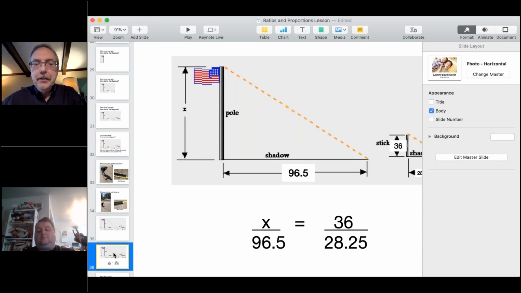And this should look very familiar now because we've seen it on a bunch of different problems. So we know that the ratio of this to this, see how that's a triangle, this vertical side of the triangle, and this horizontal side of the triangle, so that's x to 96.5. That's going to be the same as the vertical side of this triangle to the horizontal side of that triangle. So that's 36 to 28.25. So there it is. If we figure out what x is, we should be able to figure out what the length of that pole is. So we'll find out how we did here.